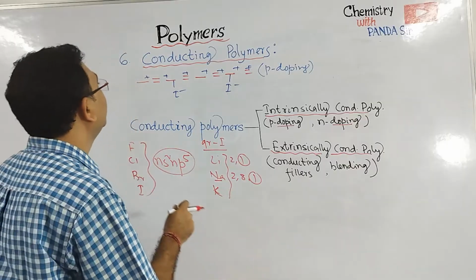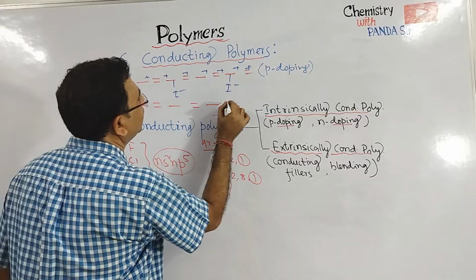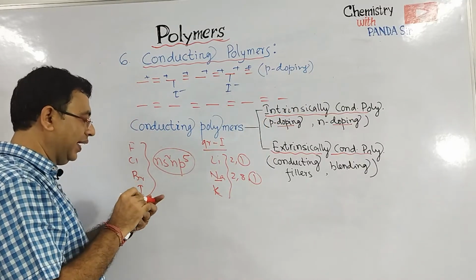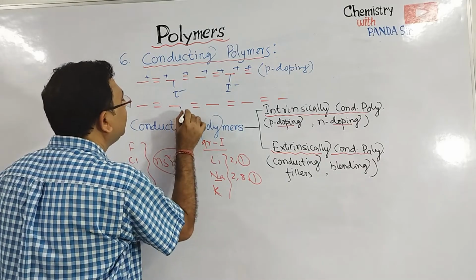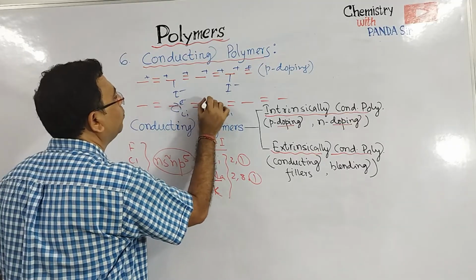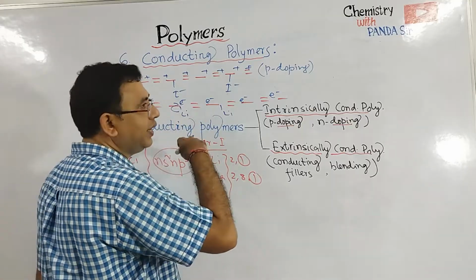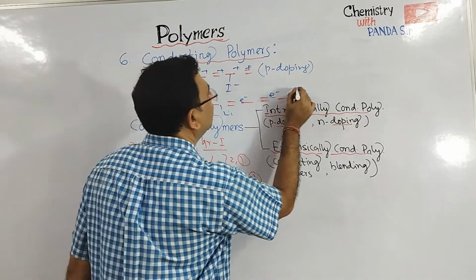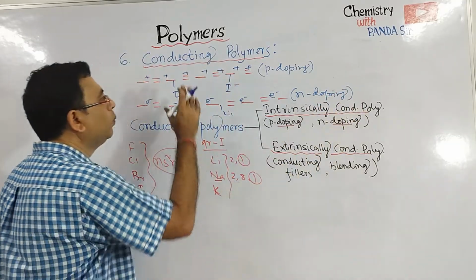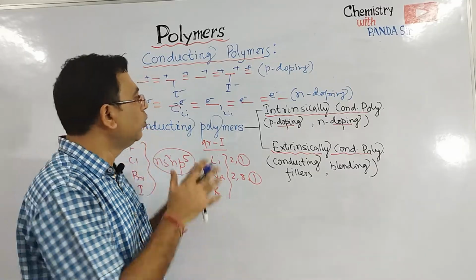Now suppose in the polymer chain, again I am quickly drawing one more polymer chain with a consecutive single bond, double bond structure. Now suppose I am adding lithium here. What will happen? Lithium will give one electron to the polymer chain. It will create a negative charge on the polymer chain, so it will be known as n doping.